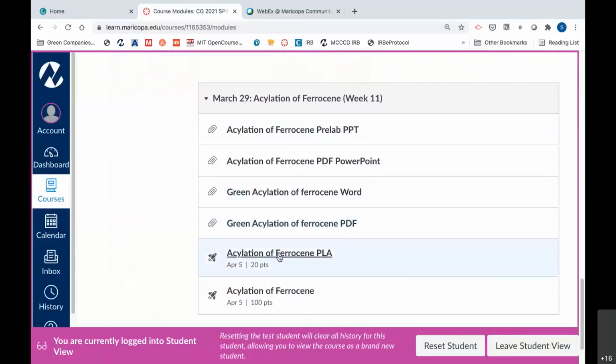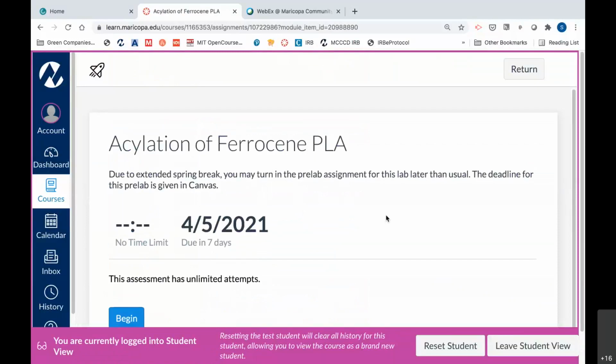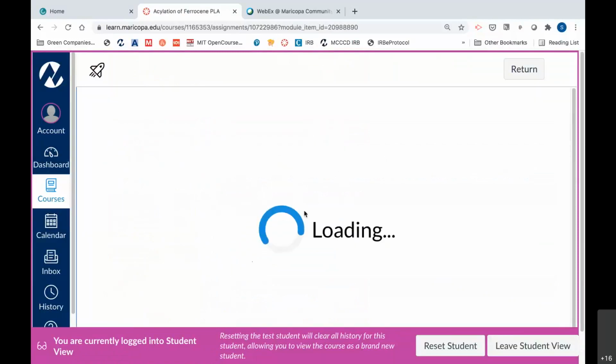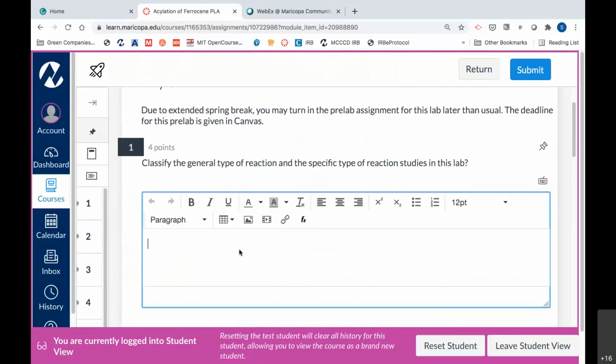So I want to start with the pre-lab assignment. So I'm going to open that up. So let's start with looking at some of these questions. I'll just give you some hints, but I think this lab is going to go pretty easily for you because you already completed aromatic compounds.